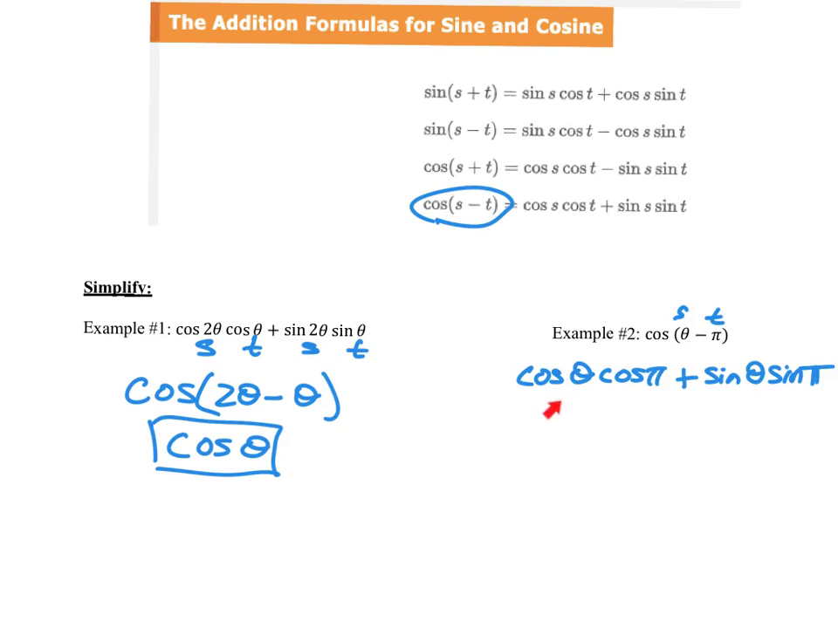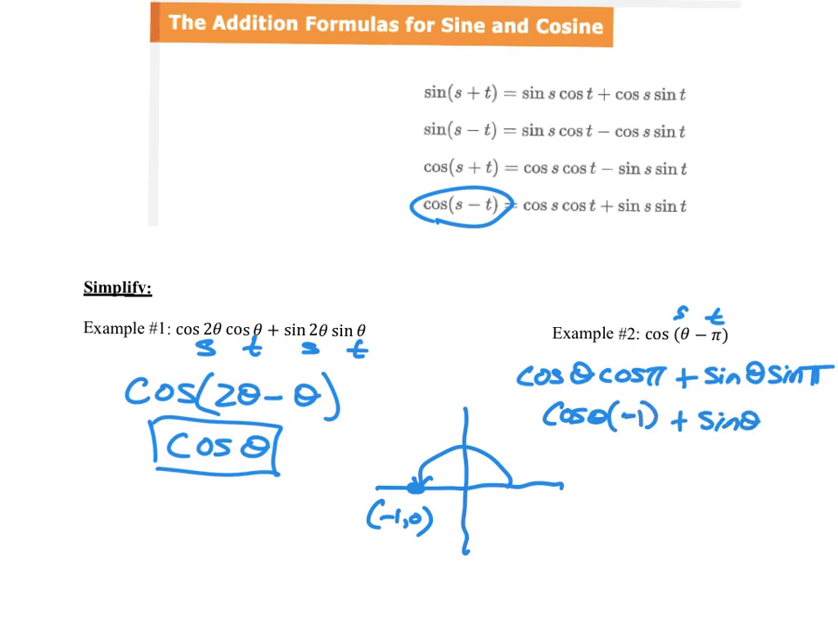Now, the only thing we don't know is what theta is. However, we have pi. We got pi, sine of pi, and cosine of pi, but we don't know theta. So let's see what happens here. We know that when you draw your coordinate, and I go to here, this is the point (-1, 0). So the cosine of pi is -1. So this turns into cosine theta times -1 plus sine of theta times 0. So this cancels. So the answer to this example is negative cosine theta.